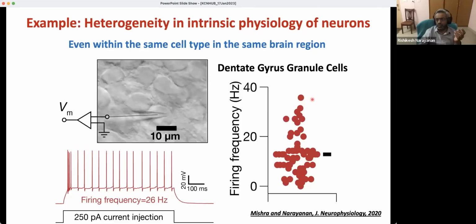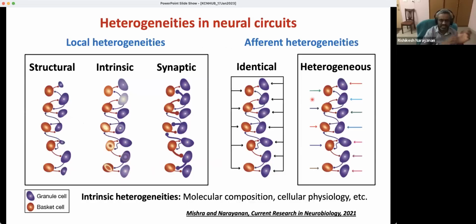Some of them give you close to 40 hertz of firing frequency for the same synaptic input, in this case, the current injection. And by extrapolation, for the same synaptic input, you would have very different kinds of firing patterns or firing rates observed in these systems. So there is considerable heterogeneity in terms of the intrinsic physiology.